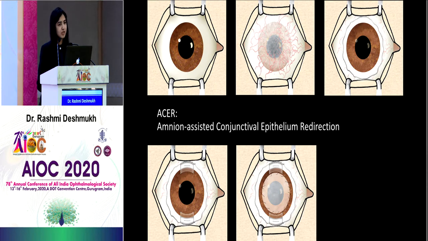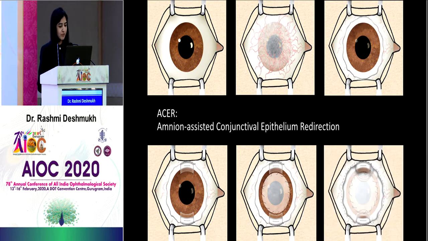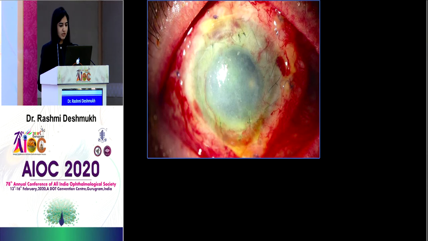But at the same time, the conjunctival epithelium can also start growing on the cornea, and to avoid this, a larger amniotic membrane is placed such that it covers the entire surface of cornea and is tucked under the conjunctiva, which has been peritomized, so that when the conjunctival epithelium grows, it grows on this redirecting amniotic membrane. So this is an example of one such case which was treated. Inferiorly, the limbal graft is seen very clearly because of the two sutures.